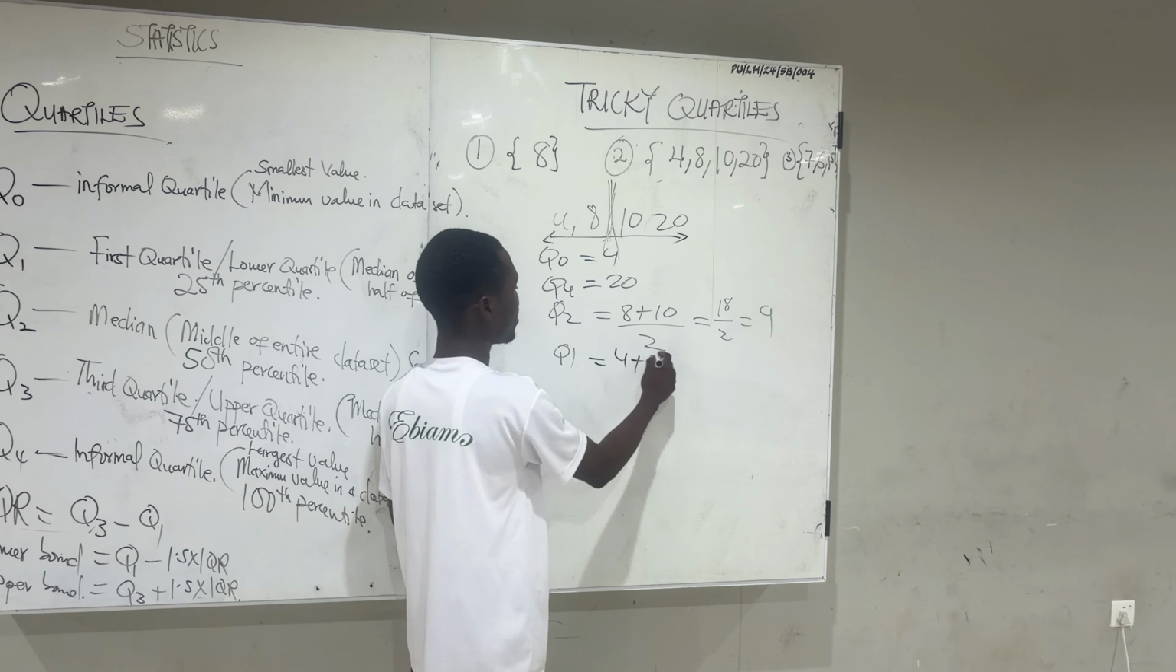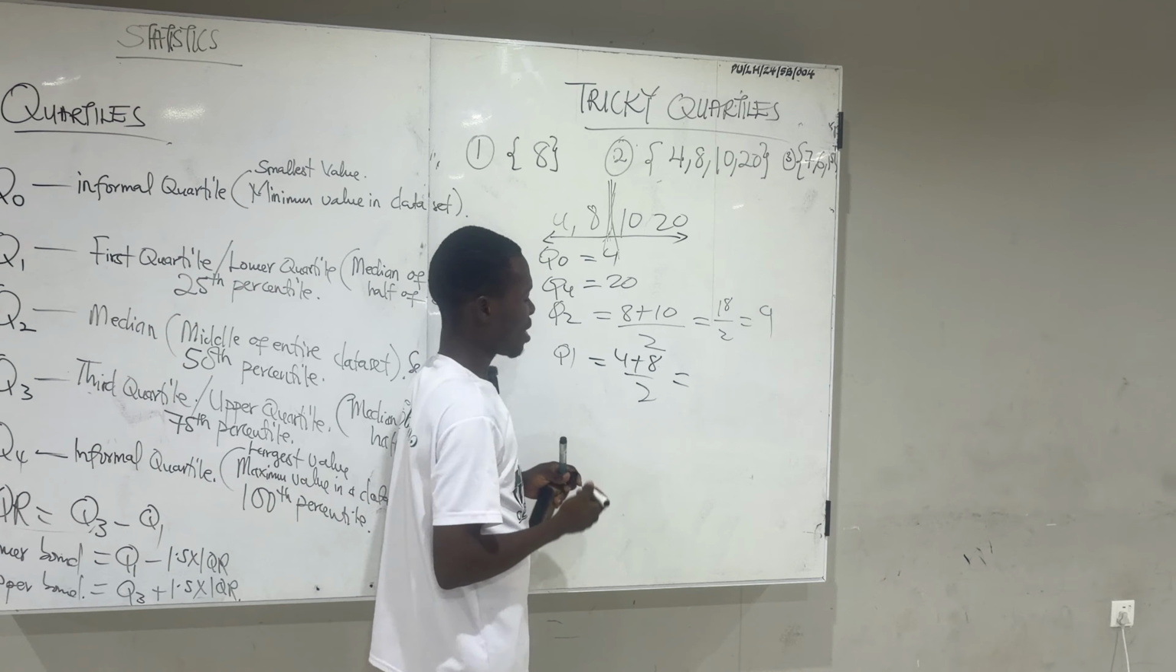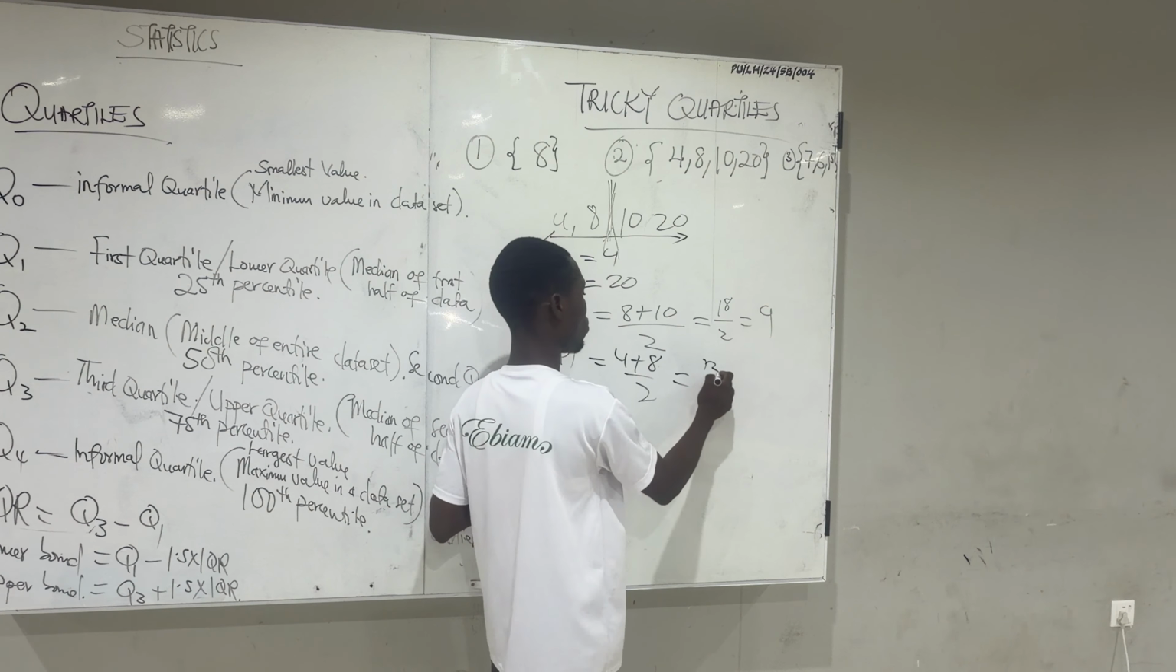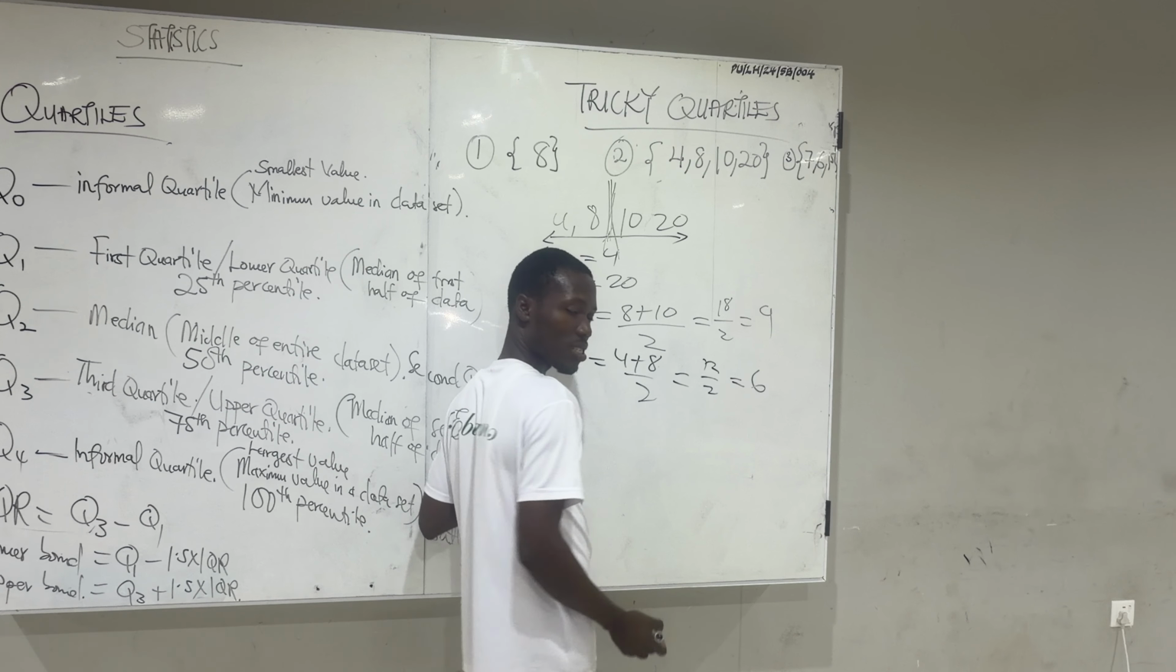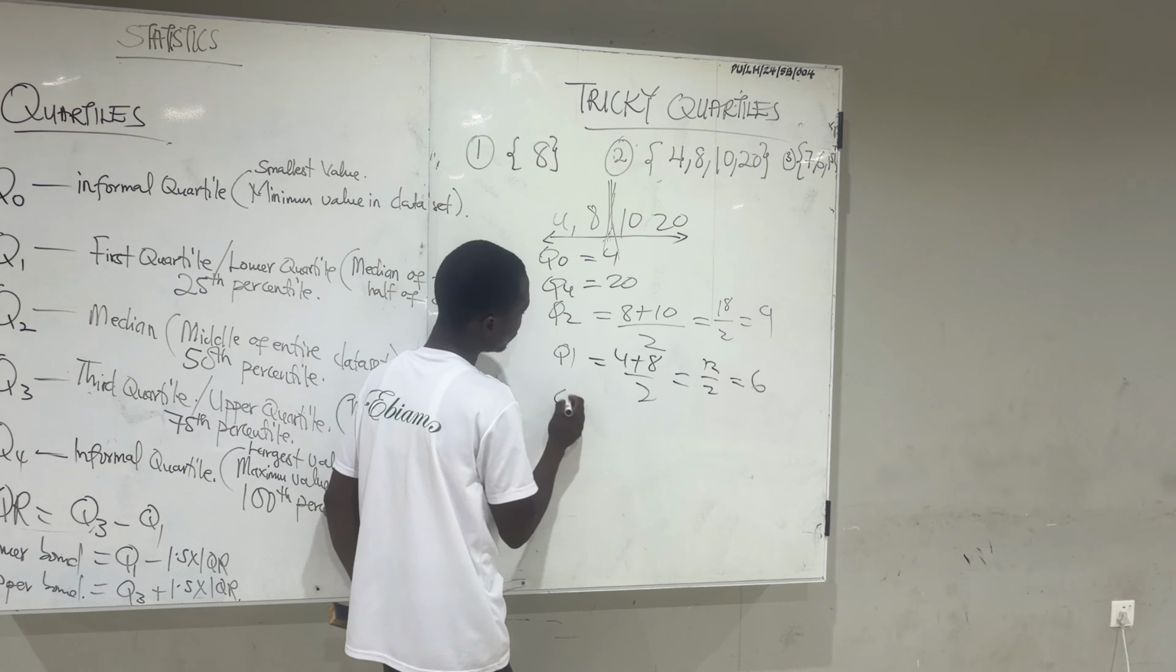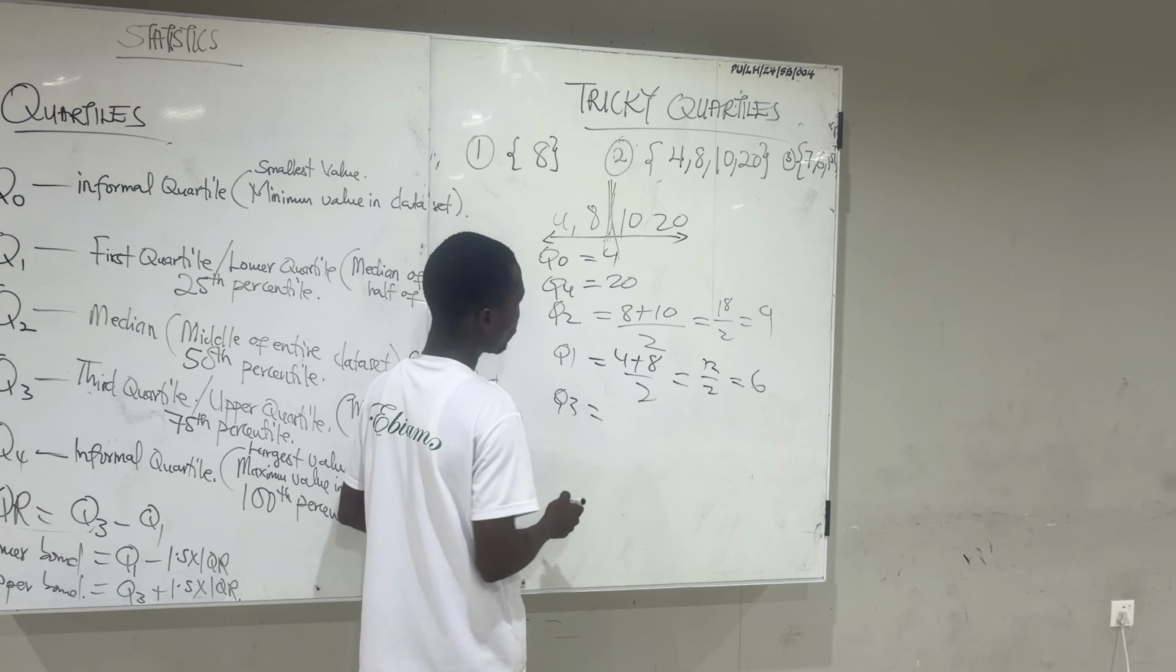4 plus 8 divided by 2. And that one will be giving us what? 12 over 2, which is what? 6. Okay.